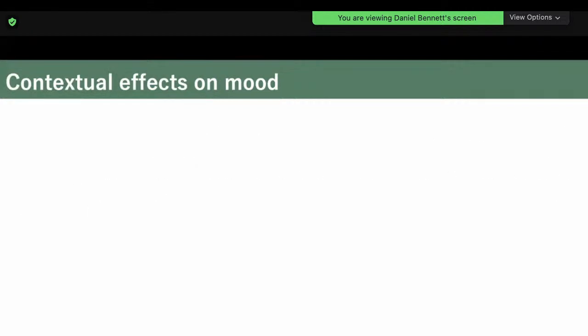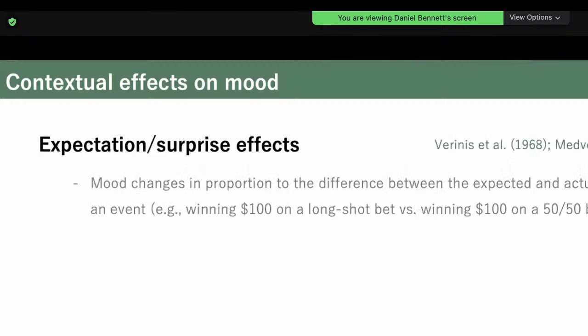Okay. So there are three specific contextual effects on mood that I'm going to talk about in this presentation, and I want my theory of mood to be able to explain them in some way. The first one is pretty much the one I just mentioned to you. Changes in mood in response to a stimulus are in proportion to the difference between prior expectations and the actual outcome of an event. So that $20,000 bonus, if that's $20,000 more than expected, then that's going to be appraised positively. If that's $20,000 less than expected, that's going to be appraised negatively.